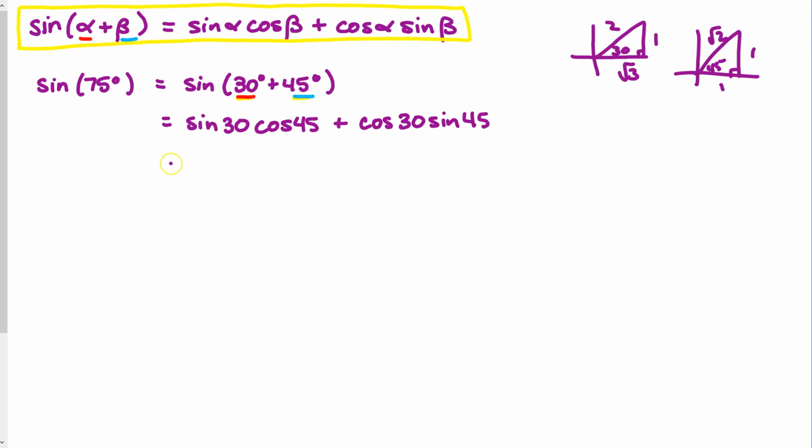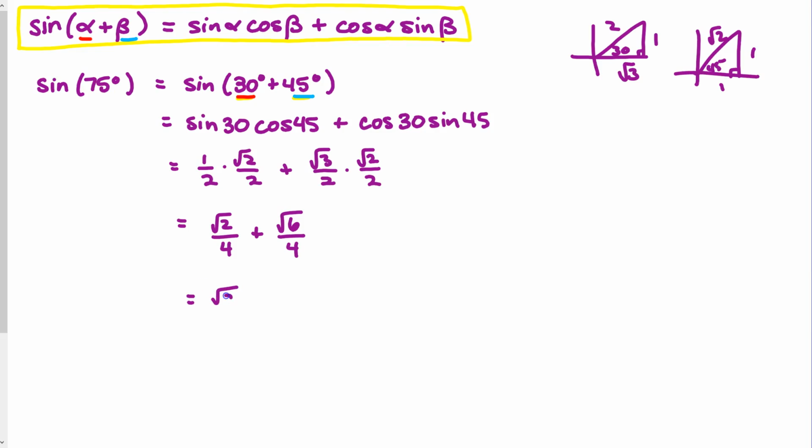Sine of 30 is 1/2. Cosine of 45 is square root 2 over 2. Cosine of 30 is square root 3 over 2. Sine of 45 is square root 2 over 2. Simplify by multiplying these first two fractions, we get square root 2 over 4. And multiplying these last two fractions, we get square root 6 over 4. And you could leave your answer like that. I'm perfectly fine with that.